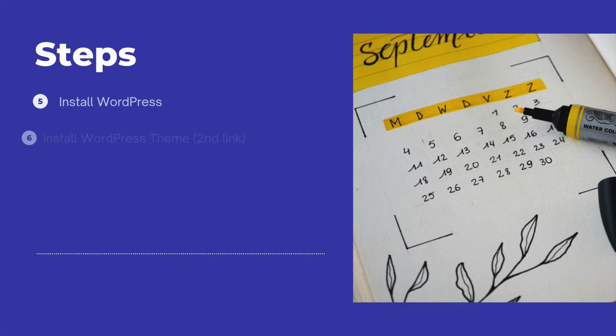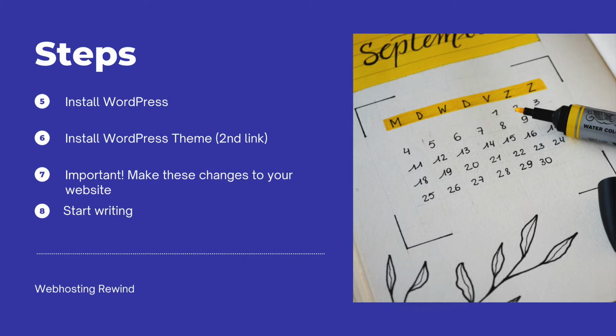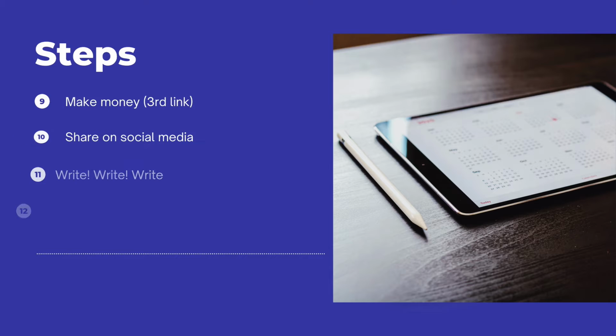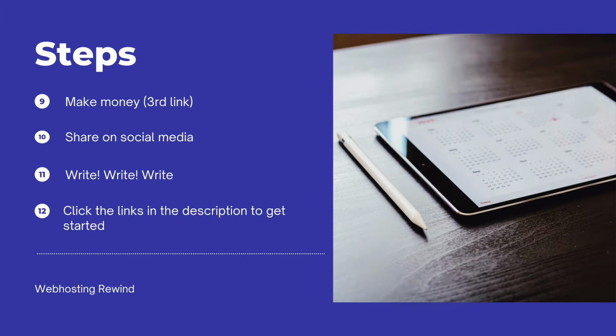After that, we are going to install WordPress. We are going to install both a free and premium WordPress theme, and we're going to make some changes to your website so that you can start getting traffic. Also, I'm going to show you how to start writing so that you can write faster and how to make money with your website, and then why you need to share your content on social media. And then we're going to end with a brief discussion about how many blog posts you need to write before you can determine if your website is a success or failure.